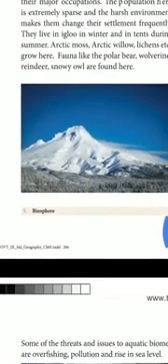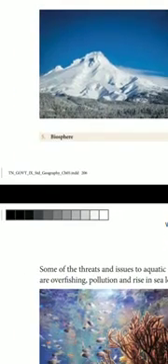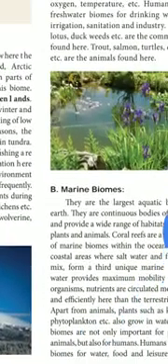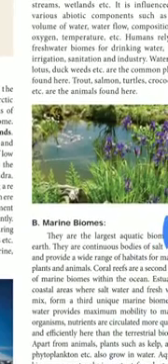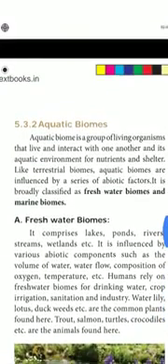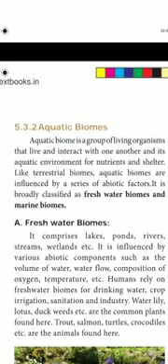So this biome will be very cool. Next, did you understand these five biomes? What are the five biomes? Once again, we can recall: tropical forest biome, tropical savanna biome, desert biome, temperate grassland biome and tundra biome.